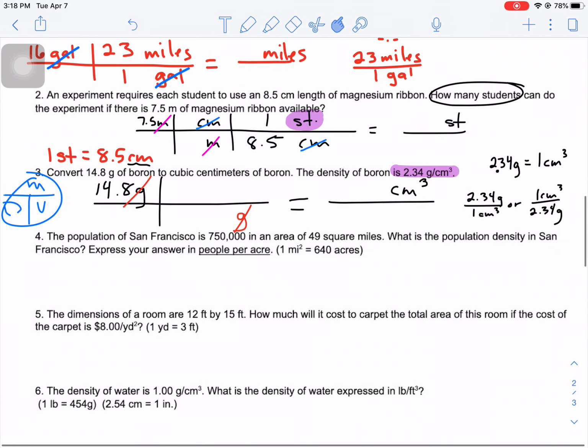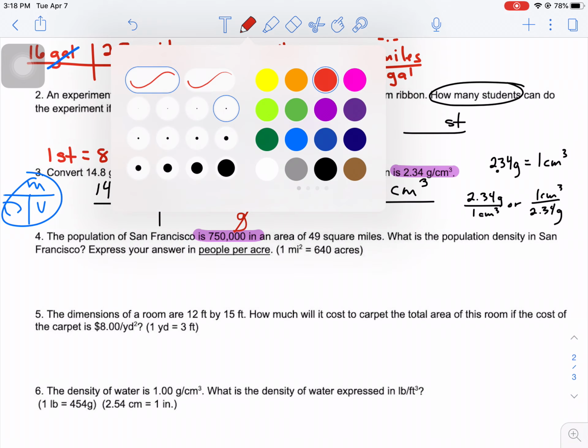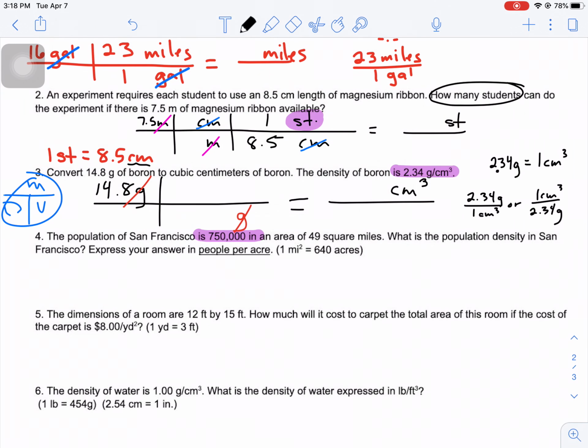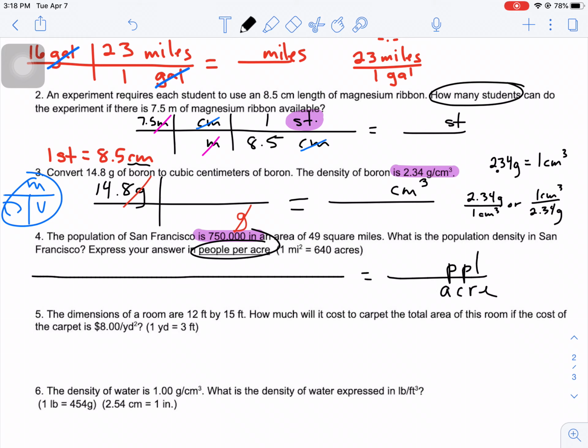All right, next problem. We're basically looking at the population of San Francisco. And we know that population is usually an expression of people. And 750,000 people live in an area of 49 square miles. What is the population density of San Francisco expressed in people per acre? So I'm going to come over here, and this is what I want. And I'm going to abbreviate people, PPL, and acre is going to go on bottom.